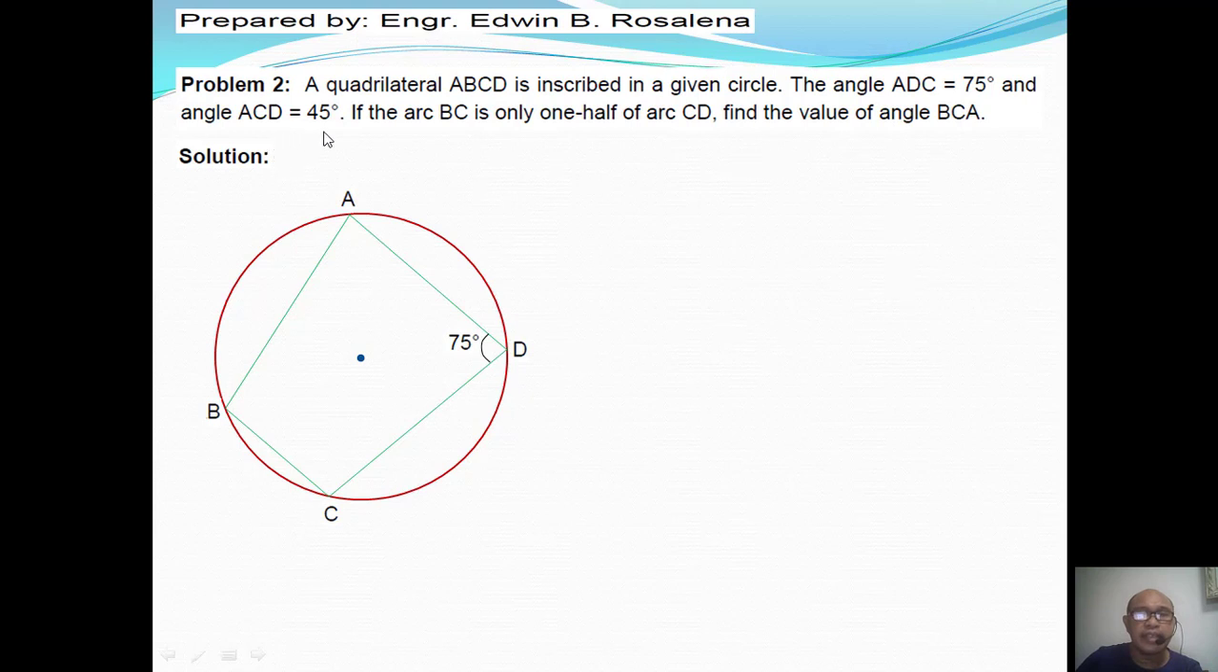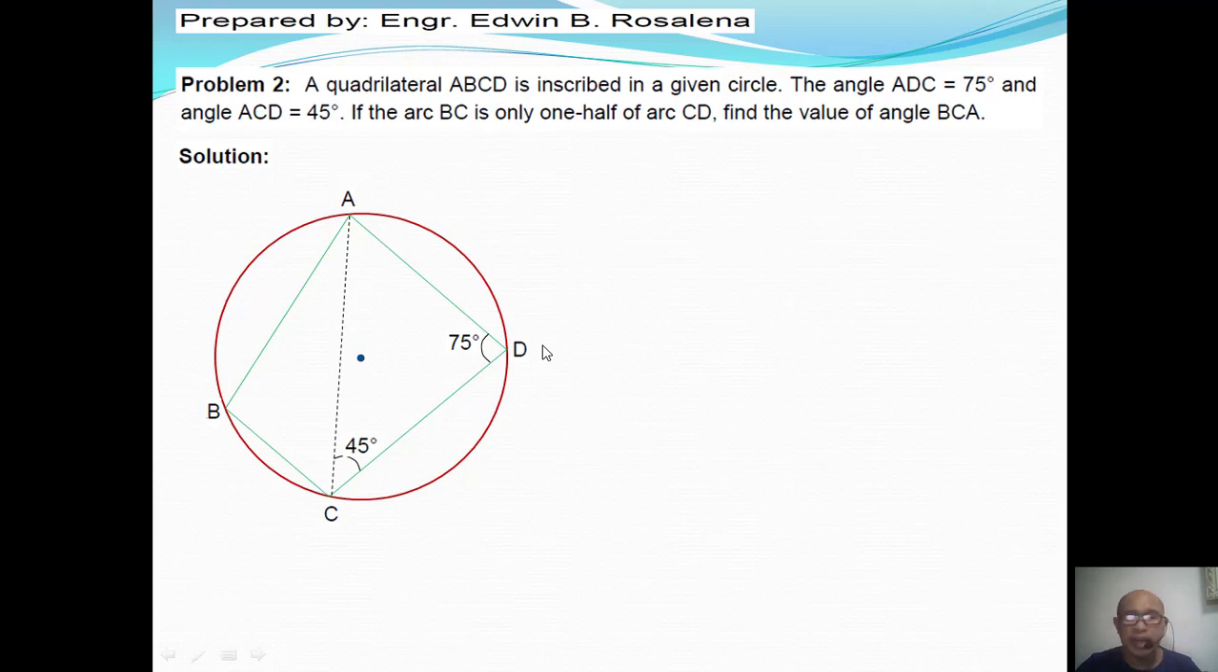And the angle ACD is equal to 45. If I draw diagonal AC, angle ACD is 45. So the question is, find the value of angle BCA, this angle here, in which the arc BC is only 1/2 of arc CD.